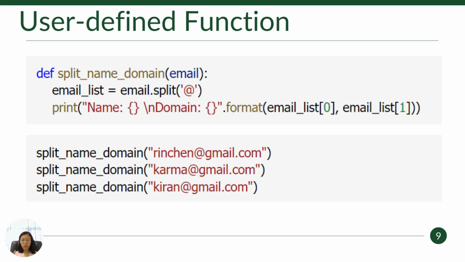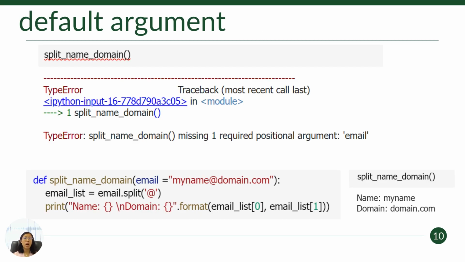All right, okay. Now let's talk about arguments. All right. So just now in our function, we need at least one input argument, which is email. If the user calls our function without inputting the argument, you will get a type error because it expects something, but you don't give any information, so it gives you an error.